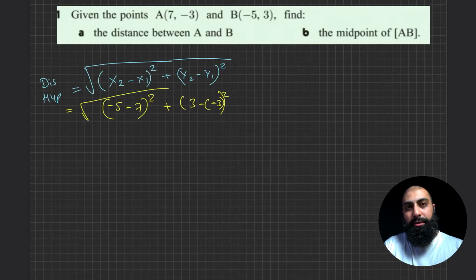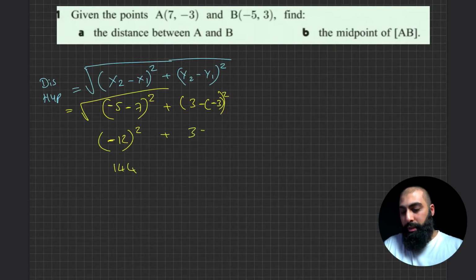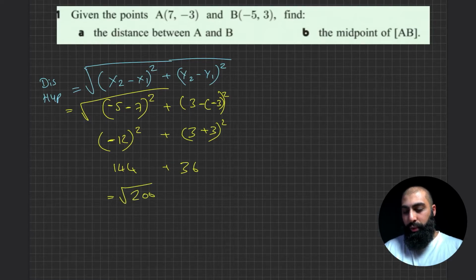So we've got -5 minus 7, which gives us -12. We're going to square -12, which gives us 144. And then we're going to do 3 minus -3, which is +3. Sorry, 6, and we're going to square all of that. So that's 6 squared, which is 36. 144 plus 36 is going to give us 180. So the square root of that is going to be the distance between A and B.